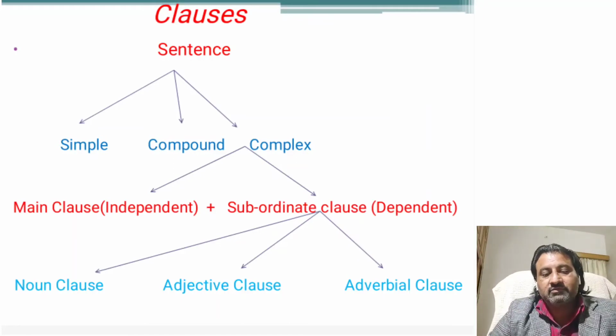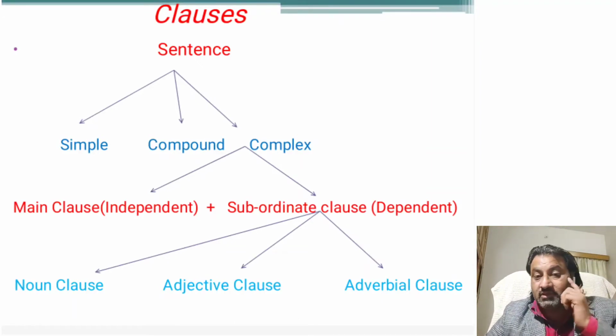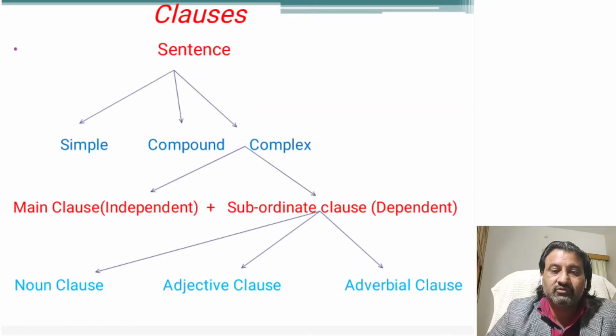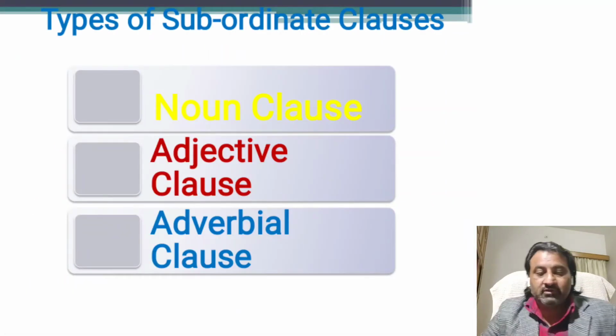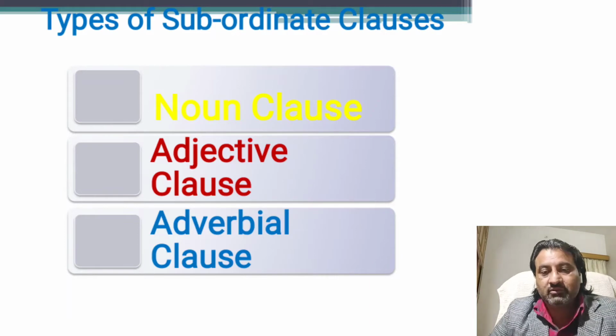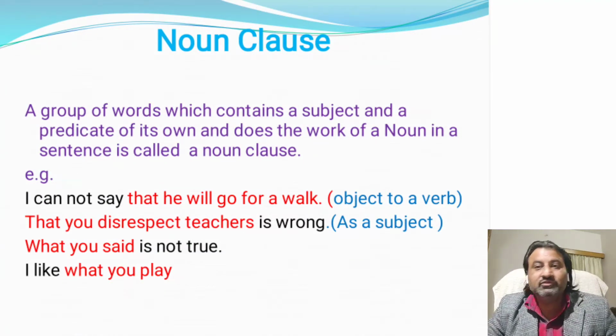Well, after having understood what a complex sentence is, which is made of, no doubt, both types of clauses, principal clause as well as subordinate clause, now let's know more about subordinate clauses. When we learn clauses, we are in fact more concerned about the subordinate clause, because we need to know them in detail. There are three types of subordinate clauses: noun clause, adjective clause, and adverbial clause. Let's begin with the first kind of subordinate clause, that is the noun clause.